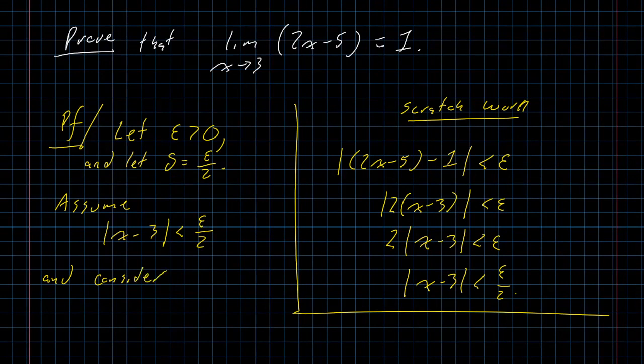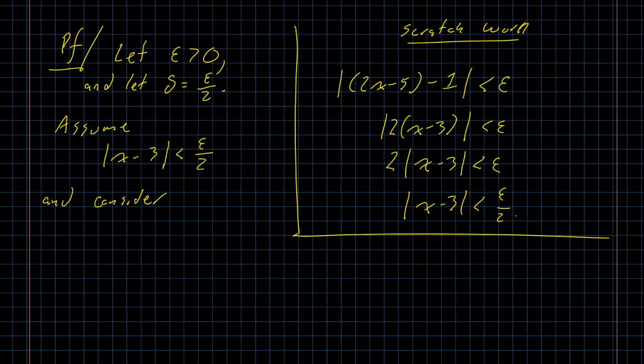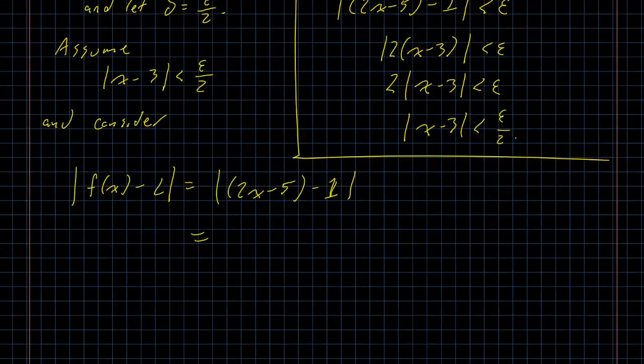So assume that the absolute value of x minus 3 is less than epsilon over 2, and consider the absolute value of f of x minus L, which is equal to the absolute value of 2x minus 5 minus 1, which is equal to the absolute value of 2x minus 6, which is the same thing as 2 times the absolute value of x minus 3. Again, it's the same thing we did in our scratch work, but we're pretending the scratch work doesn't exist, so we're writing it out again.